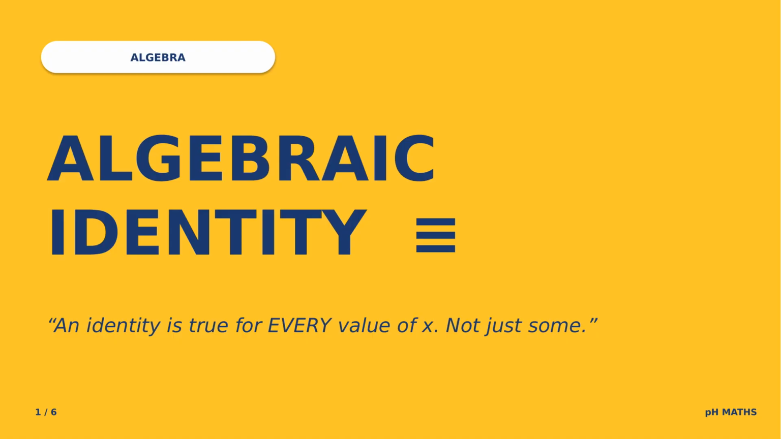Today's explainer is the algebraic identity, an equation that holds for every value of the variable, not just specific ones. By the end of this video, you'll know the difference between an identity and an equation and how to prove or use them.